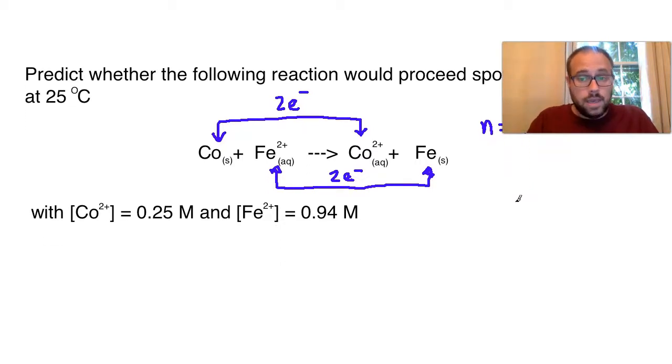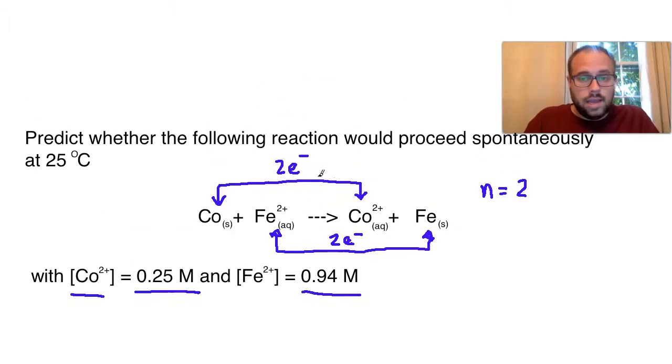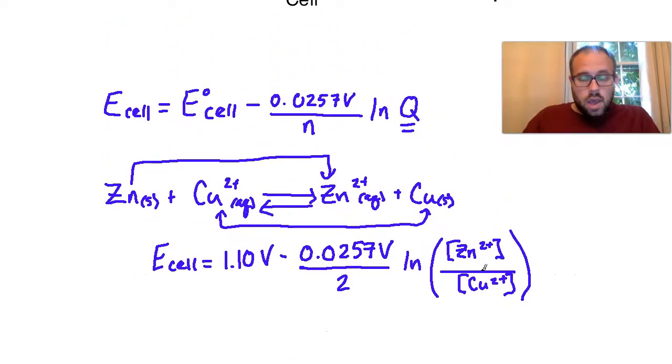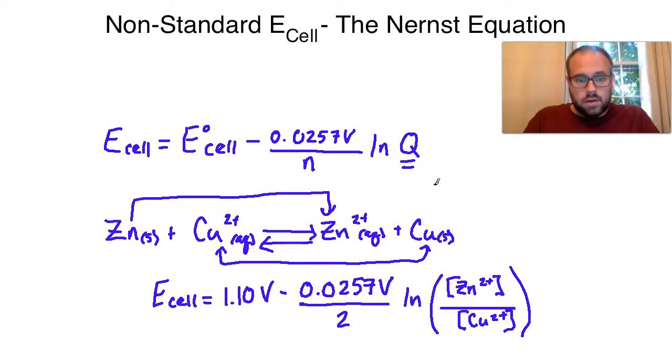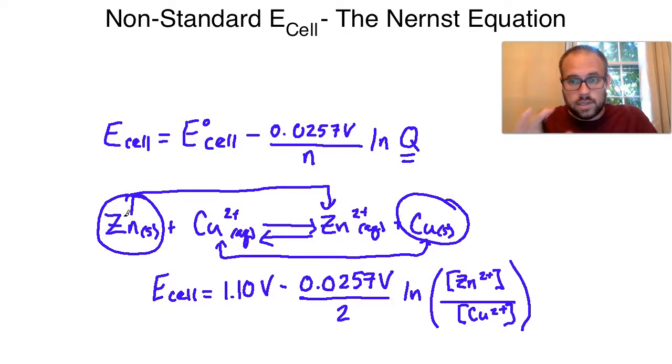Now we're actually being given some concentration values here. The cobalt 2 plus is 0.25 molarity, and the iron 2 plus is 0.94 molarity. All right, and keep in mind that when I come back up here, the solid material is not found in any sort of equilibrium concentration, right?